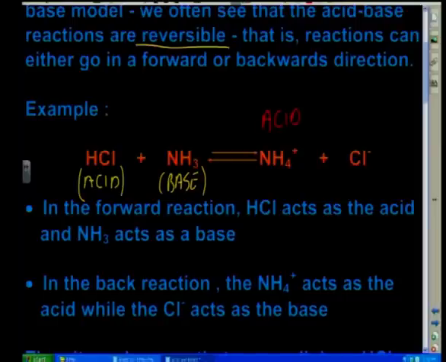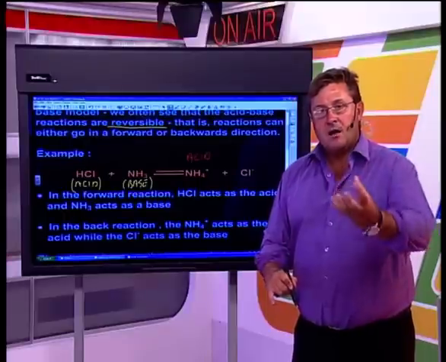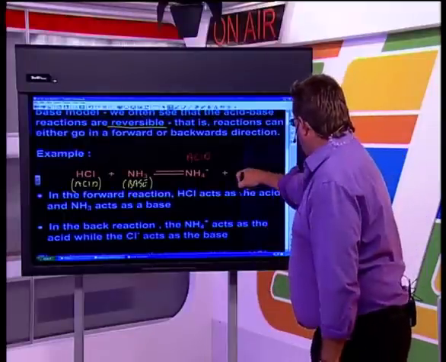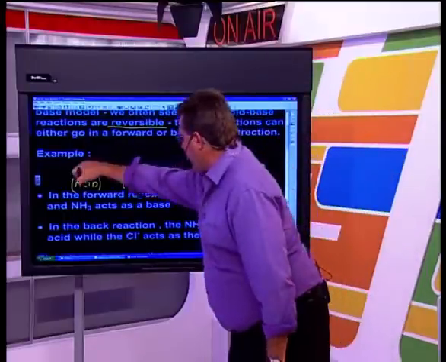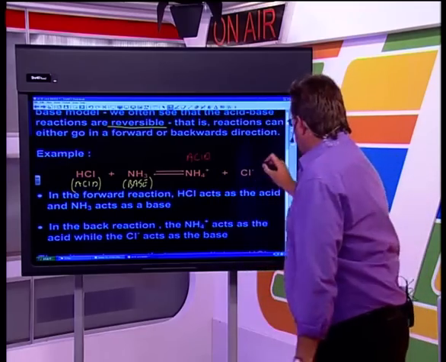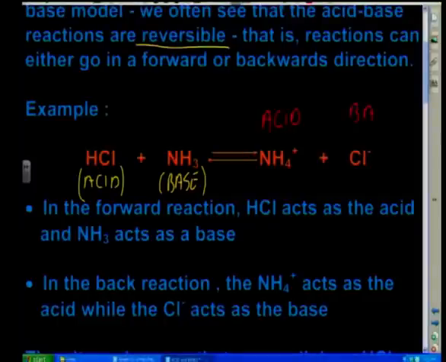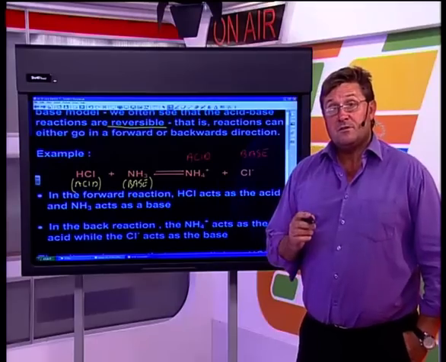Therefore, if that's now going to donate a proton, what is now gaining the proton? Well, the chloride must gain the proton to go back to HCl. So now we've got a base. Chloride ion is acting as a base in the back direction, or reverse. Sometimes we call it the reverse direction.